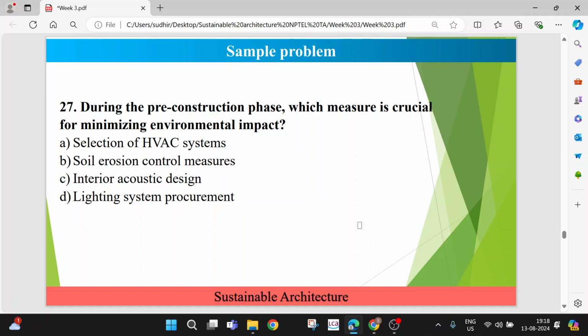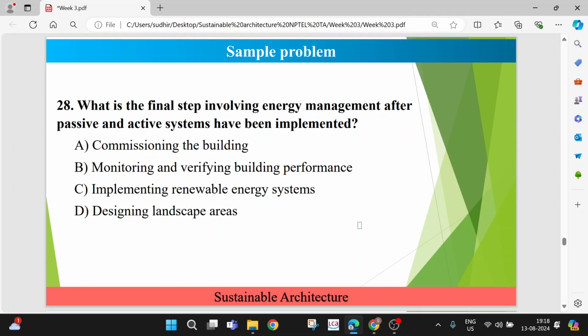So it is fine. Yes, sir. Okay. So with this, I will be moving to question number 28. This is question number 28. What is the final step involving energy management after passive and active systems have been implemented? Option B, sir.